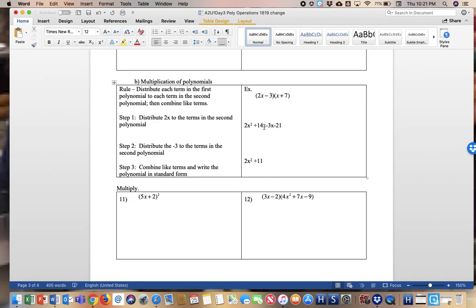And since they're the same variable of x here, when we're adding and subtracting for like terms, that value is going to remain the same. So it stays as x. So it becomes positive 11x. Lastly, we have the negative 21. We have no other integers here for it to combine with, so we're just going to bring that negative 21 down. So our final answer here would be 2x squared plus 11x minus 21.